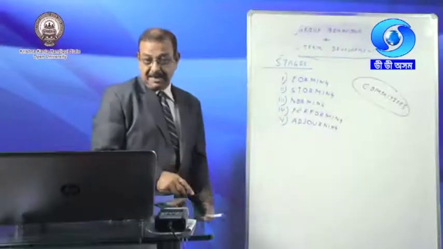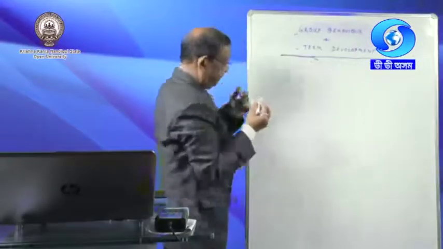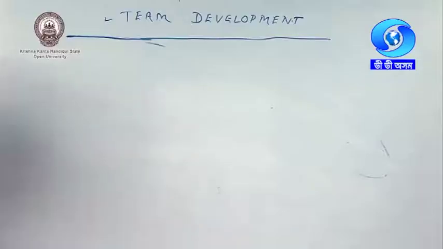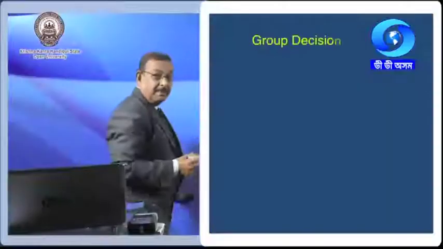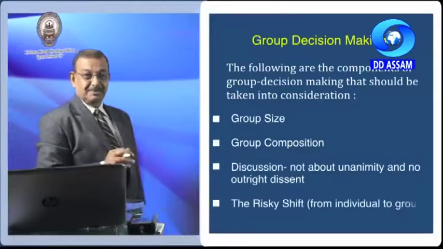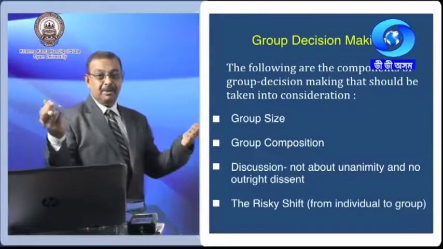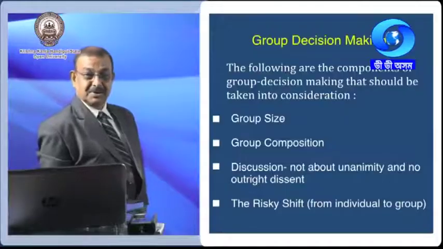So these are basically the stages of group development. We are discussing group behavior and team development. The size is very important. Say a 5-member committee and a 50-member committee. What will be the kind of discussion? A 5-member committee can closely and intensely discuss. In a 50-member committee, we may lose track of the discussion.